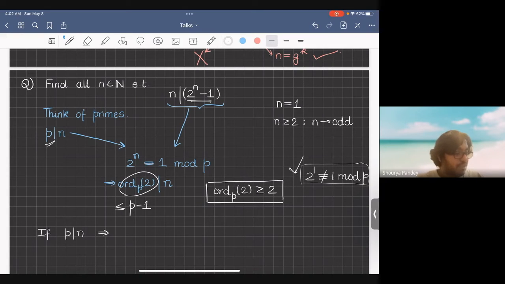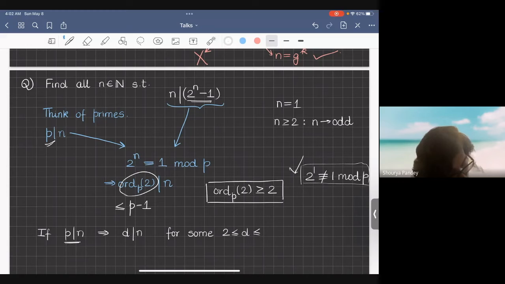So what this means is, if I have a prime factor of n, then I have another factor of n which is between 2 and p minus 1.